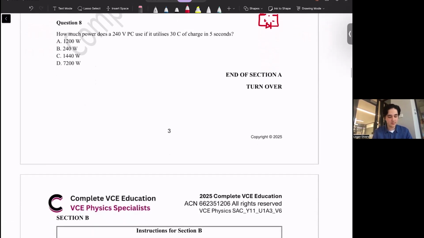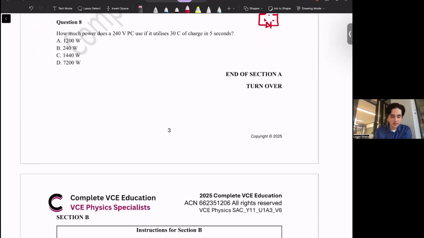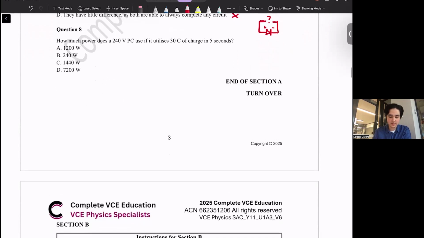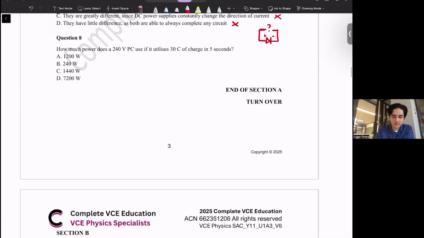So, question 8. How much power does a 240 volt personal computer use if it utilizes 30 coulombs of charge in 5 seconds? Let's get these variables down. So, voltage is 240. Charge is 30. Time frame is 5 seconds.